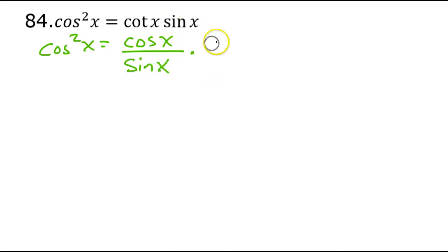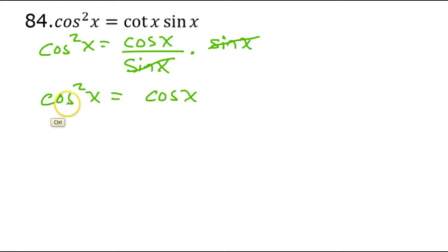Okay, and then I've still got this extra sine x hanging around. So these are going to cancel each other out. So that's going to leave me with cosine squared x is equal to cosine x. It might be tempting to divide both sides by cosine, but then you remember that you cannot divide by a trig function because the trig functions are often 0. Instead, we subtract and take out a GCF.